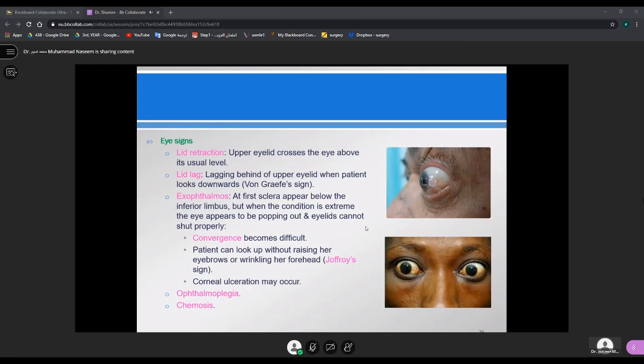Corneal ulceration may develop. Patient may have ophthalmoplegia, that is paralysis of the extraocular muscles, and chemosis, that is edema of the conjunctiva.